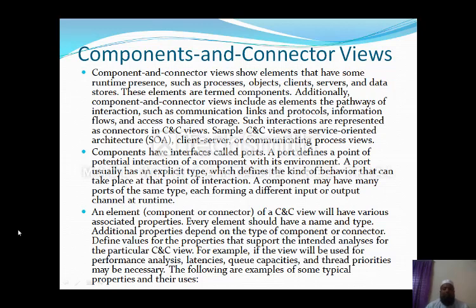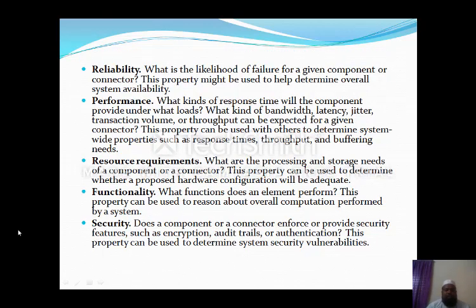Next, an element, nothing but a software element, which can be a component or connector of a C&C view, will have various associated properties. Every element should have a name and type, as we have discussed just now. Next, reliability. This is also one of the aspects in components and connectors. What is the likelihood of failure of a component or connector? This property might be useful to help determine overall system availability. It means I am trying to access some database or object or file or software or app. Is it available to access or download or not?